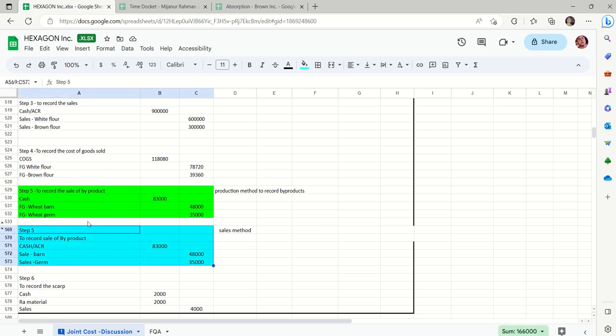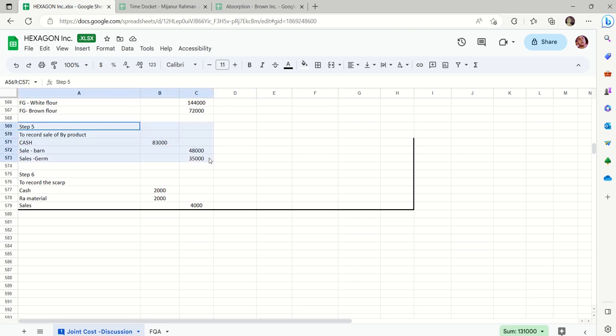So this is the fundamental difference. Under the production method, you debit cash, you credit the finished good inventory. Under the sales method highlighted in Keon, you credit cash, and you directly record as sale. And the main reason for that is because of the cost allocation in step one. This is the main reason the sales method directly inputs to sales.